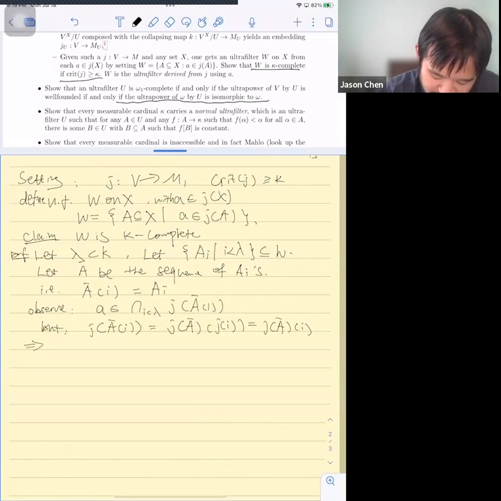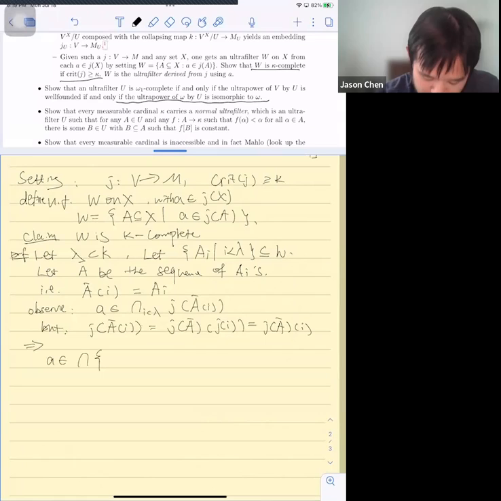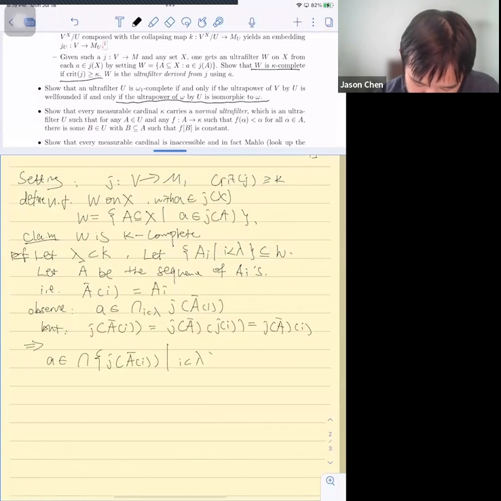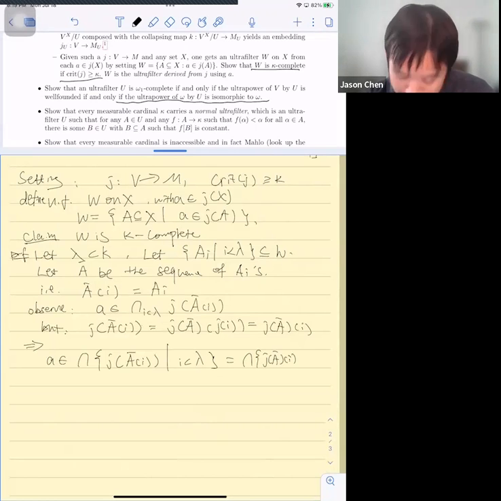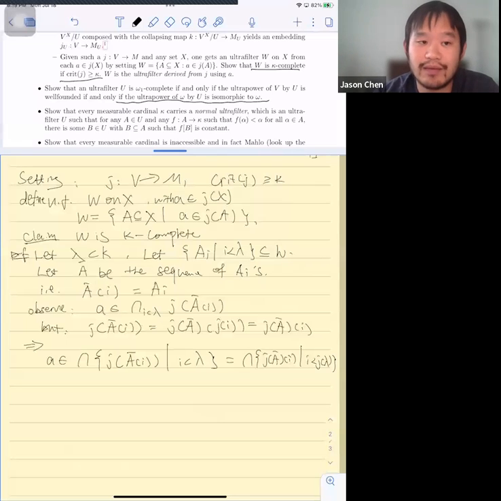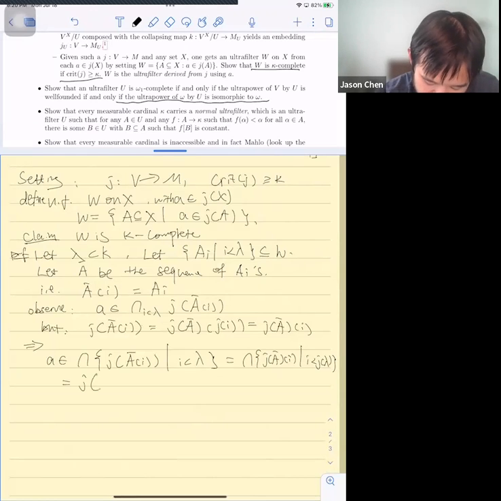Right, but then this implies that A is in the following intersection. The intersection of J of A bar i, such that i is less than lambda. But then this thing, by our discussion, is just the intersection of J of A bar of i for i less than J of lambda. Right, because lambda is also below kappa, so J of lambda is just lambda itself. That allows you to pull J out of the intersection, so that gives you A is in J of this whole thing.